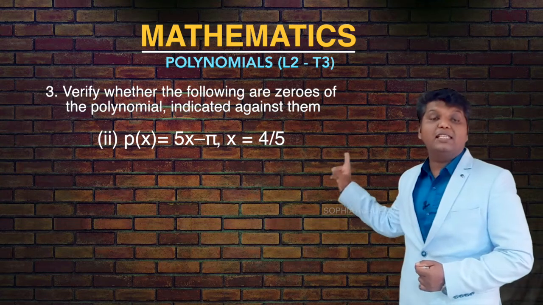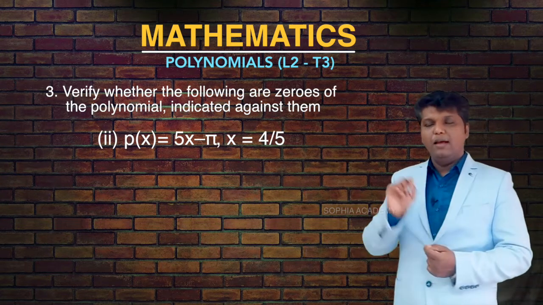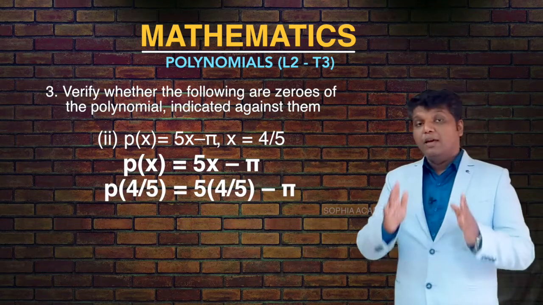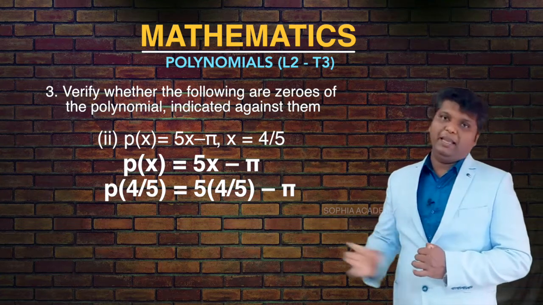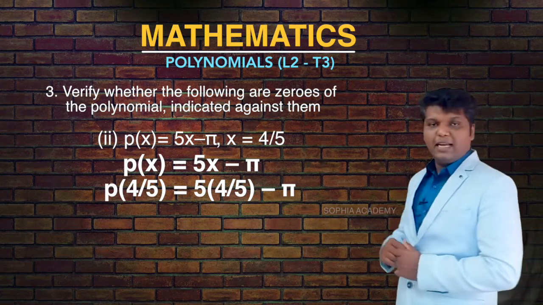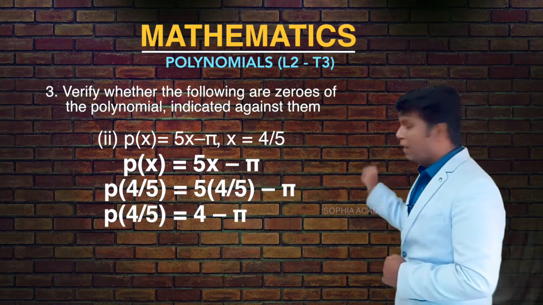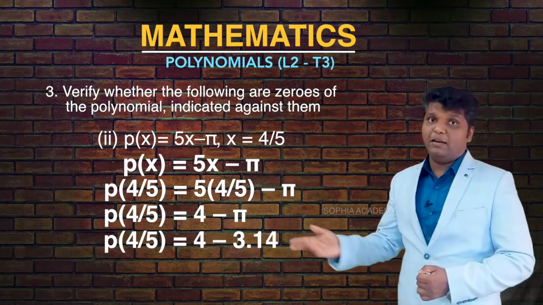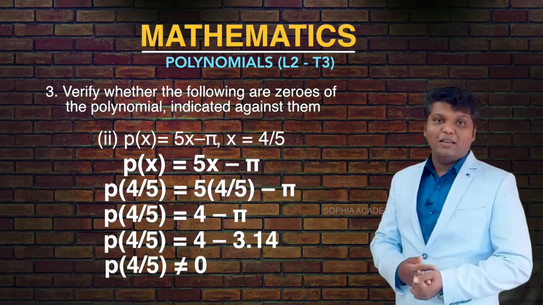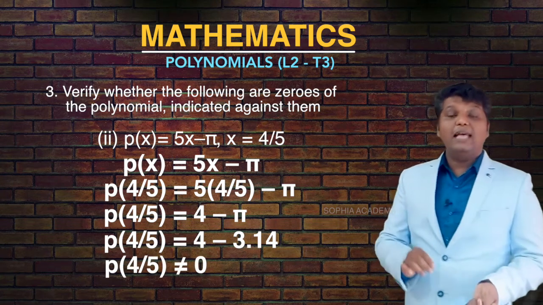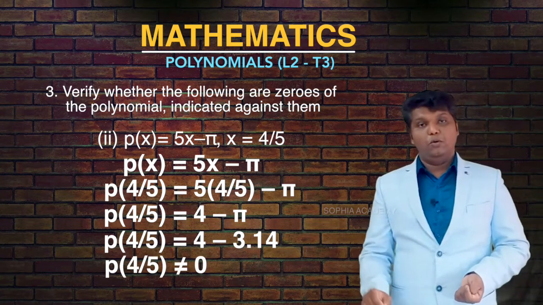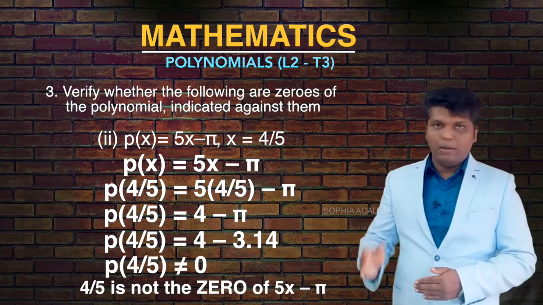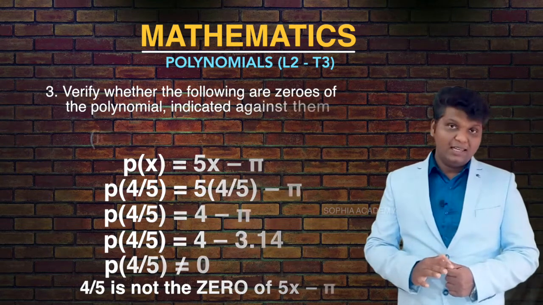Means you have to check whether x is equal to 4 by 5 is the 0 of the given polynomial 5x minus pi. So let us go for it. P of 4 by 5 is equal to 5 into 4 by 5 minus pi. 5 into 4 by 5, 5 and 5 get cancelled away. Then you will get 4 minus pi. 4 minus pi, is it 0? You already know the value of pi is 3.14. It is not 0. So we can say here that P of 4 by 5 is not equal to 0, so 4 by 5 is not the 0 of the given polynomial 5x minus pi. Is that clear? Next question.